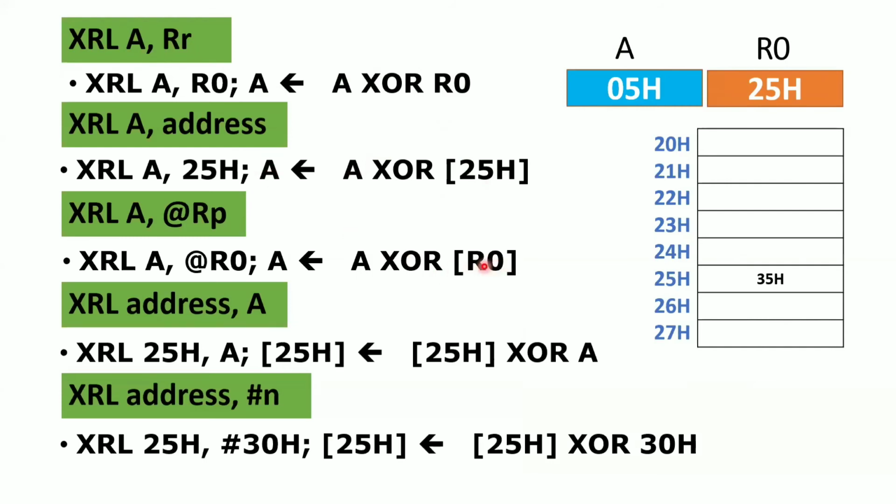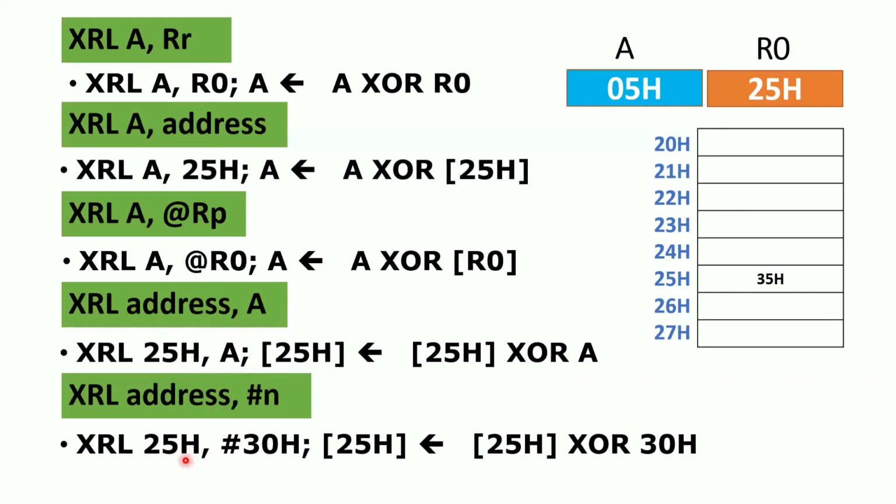And here R0 consists of 25H. The 25H becomes an address because there is an @ symbol. In that address there is 35H. Perform the XOR operation between these two numbers and store the result inside your A register. Similarly here, instead of A as the first operand, I am giving the address and the A register, and performing the operation on the value present in the 25H address location, which is 35. Perform the XOR operation between the A register, that is your 5, and 35H. Store the result inside your address location. Why? Because the first operand is the address location.